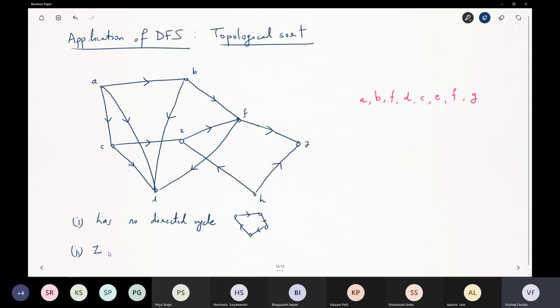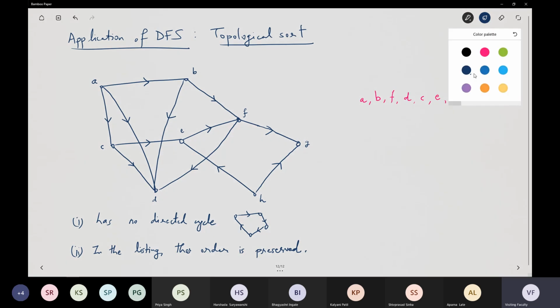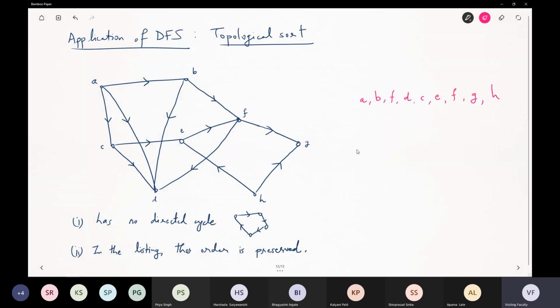In the listing, the order is preserved. Sorry, I missed one vertex E. I missed writing H. Sorry. So in the listing, the order is preserved.